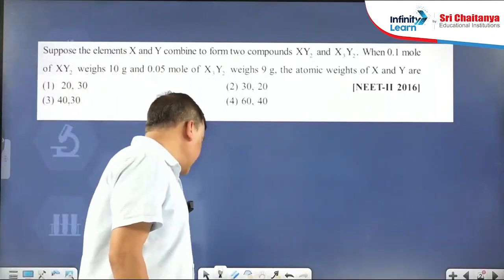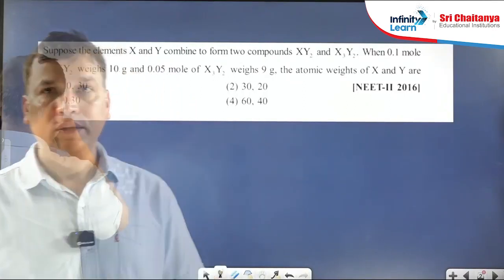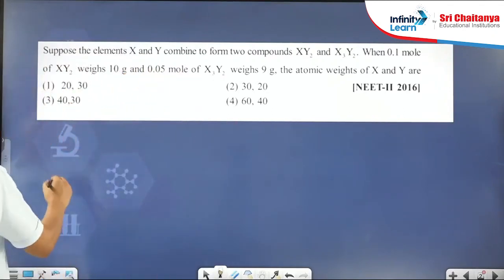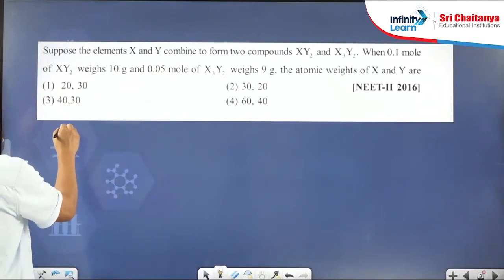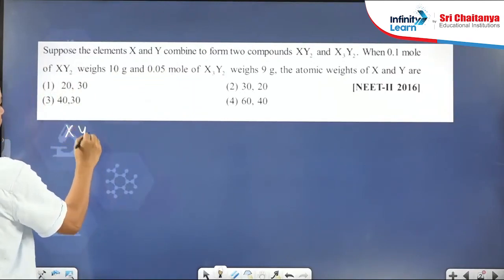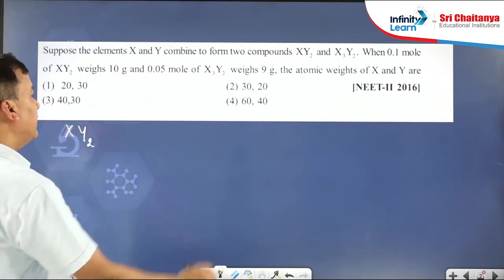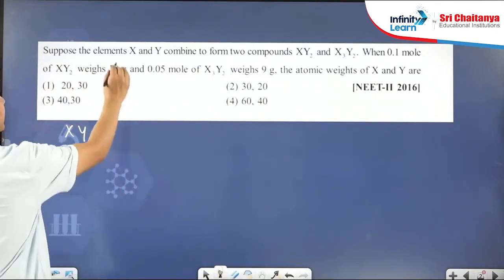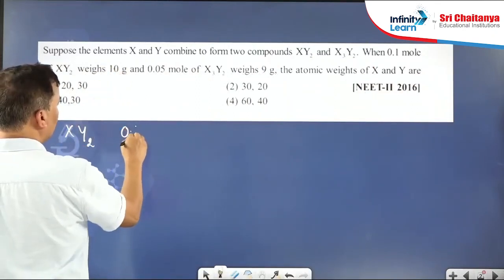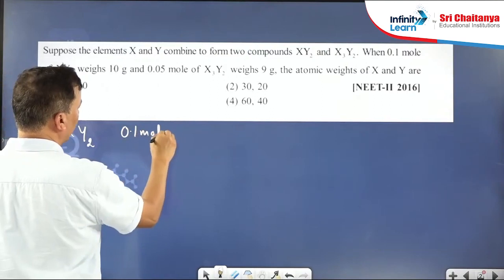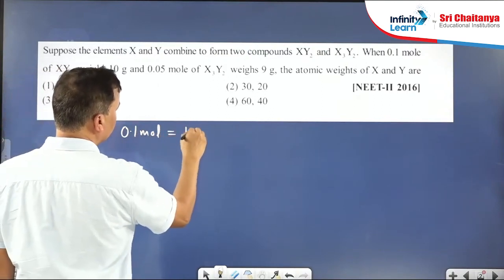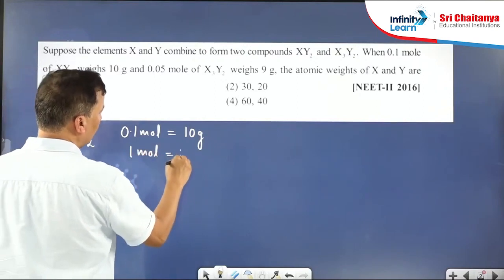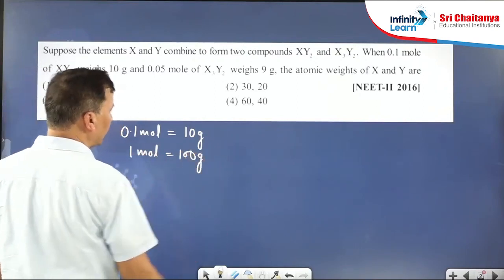This is also one of the important questions. Now check the question. Here, x and y combine to form two compounds. The first compound is XY2. Is that clear? And he is saying 0.1 mole of this weighs 10 grams. So, dear friend, if 0.1 mole of this weighs 10 gram, then 1 mole of this compound will be equal to 100 gram. Is that clear or not?